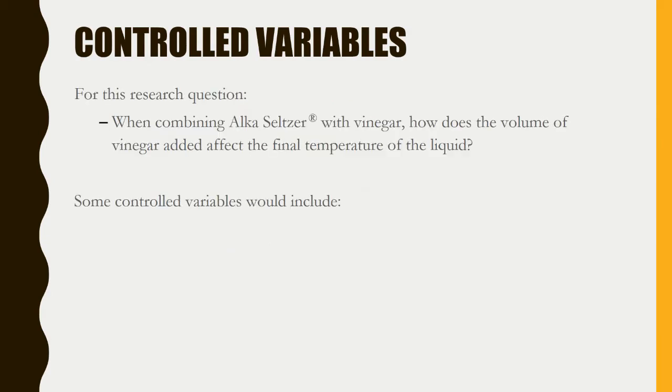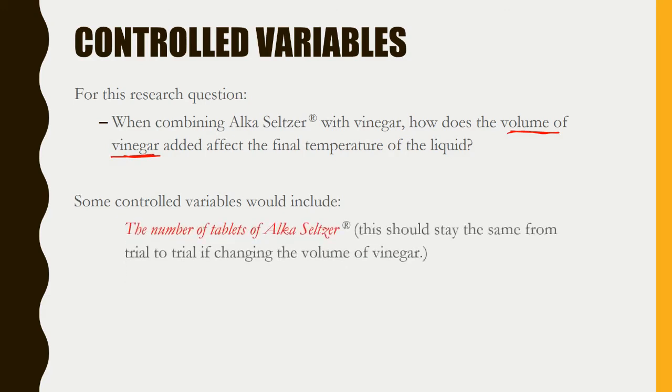So with that in mind, let's think about this research question. When combining Alka-Seltzer with vinegar, how does the volume of the vinegar affect the final temperature of the liquid? Because this is focused on the volume of vinegar, some of our controlled variables could be the number of Alka-Seltzer tablets that we're adding, and this should stay the same from trial to trial if we're changing the volume of the vinegar. Meaning if we're looking at the effect of vinegar, we should always use 1 tablet or 2 tablets for every trial that we do.